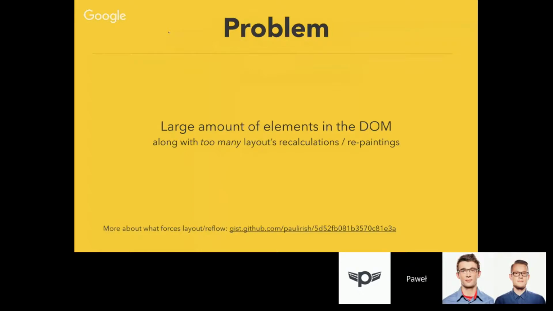Okay, so we knew that there is a problem, and it was caused by the infinite scroll, and it was somehow related with the amount of elements that we keep in the browser, along with too many layouts, recalculation, and repaintings, which are one of the events that happen when your browser renders the page. Yeah, and they affect the time that your browser needs to display the page.